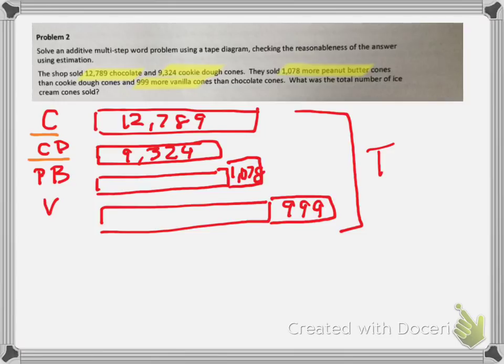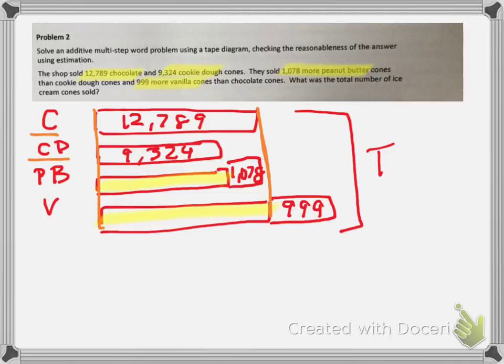So I made the peanut butter. I made it the same size as the cookie dough, but then I had to add this other part because it was more. And then there were 999 more vanilla cones than chocolate. So I needed to line up. If you can see here, I tried to line this up, vanilla and chocolate. These are all lined up at the beginning, the front. So I lined those up in order to find the vanilla.